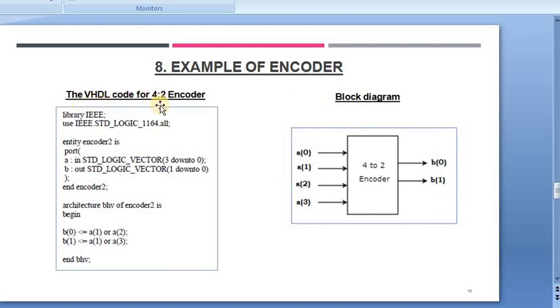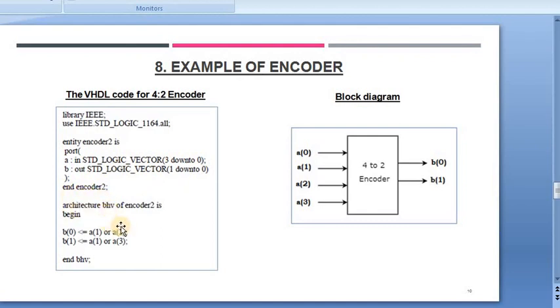Now let's study the VHDL code. Initially the library declaration is done. Then the entity is defined for the encoder, called encoder 1. Then the inputs are defined in bit vector form, that is A from 0 to 3 and B from 0 to 1. And then the entity is closed.